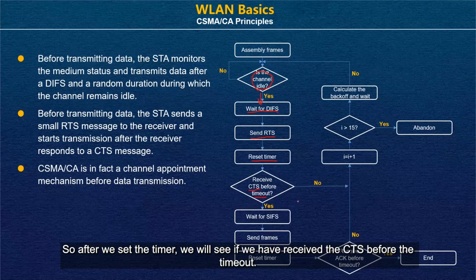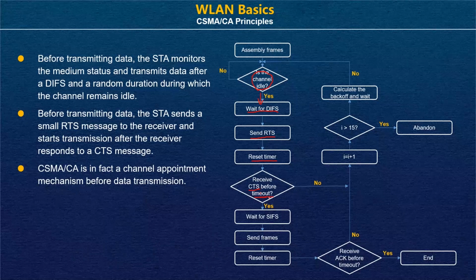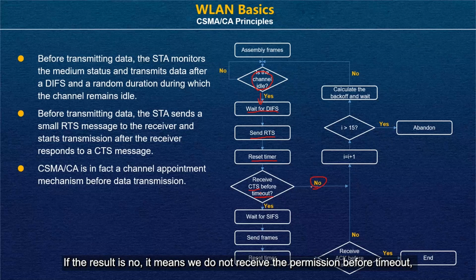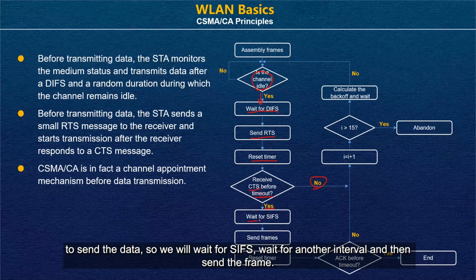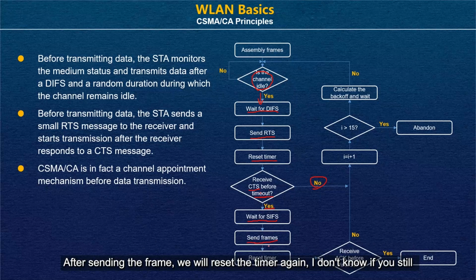Okay, so after we set the timer, we will see if we have received the CTS before the timeout. If the result is no, it means we did not receive the permission before the time's out, so we are not allowed to transmit data. But if the result is yes, it means we have got the permission to send the data. So we will wait for SIFS, another interval, and then send the frames. After sending the frame, we will reset the timer again.